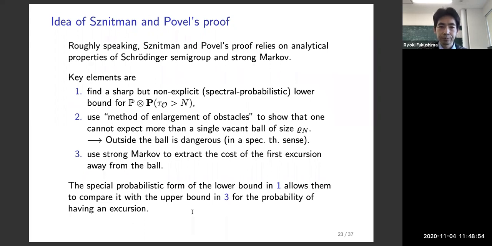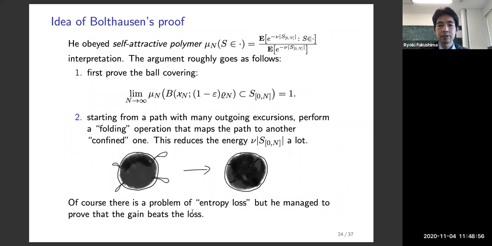And there is another proof due to Bolthausen, which is probabilistic and in some part it's combinatorial. First of all, he obeyed this self-attractive polymer interpretation. He looked at this measure, only random walk marginal, which is expressed in this way. So it's a random walk penalized by the cardinality of the range. And for this model, his argument goes roughly as follows. As I mentioned in the first part of my talk, he first proved that there is a ball covering. The random walk range covers a slightly smaller ball with high probability.